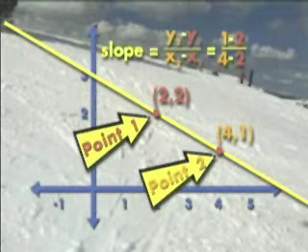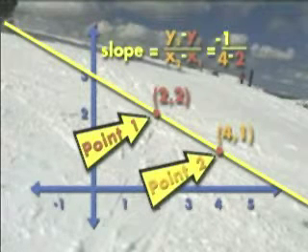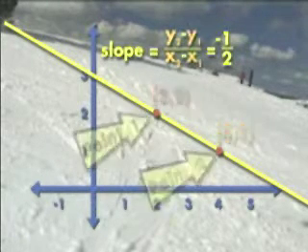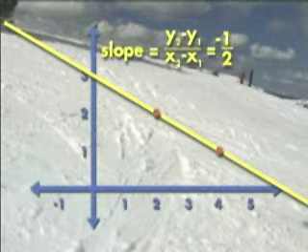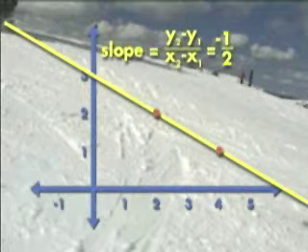Simplifying in the numerator, 1 minus 2 is negative 1. And in the denominator, 4 minus 2 is 2. That makes the slope equal to negative 1 over 2, or negative 1/2.